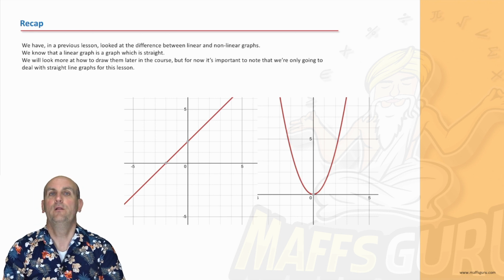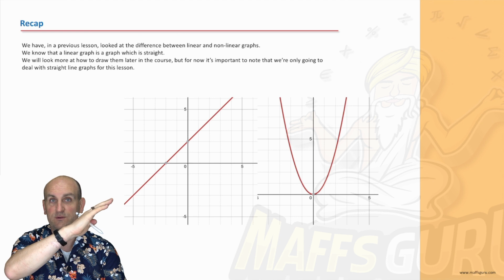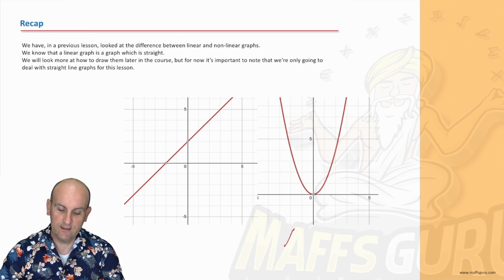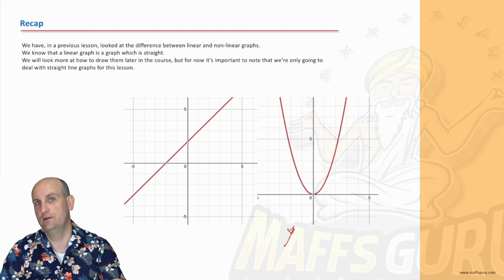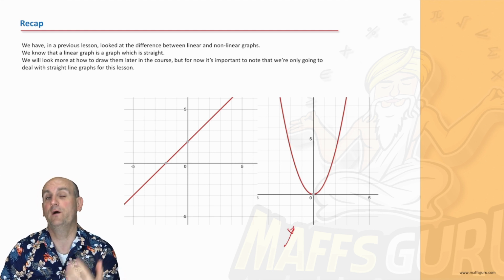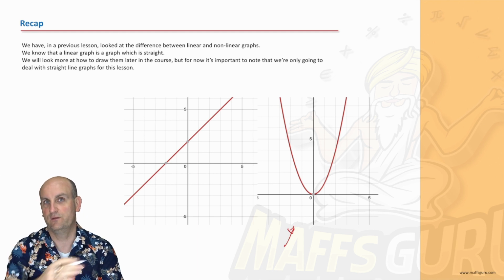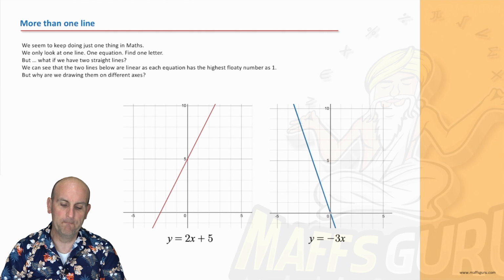There is a difference between a linear graph, which is a straight line, and a non-linear graph, which in this example here is a curve and hence non-linear. Although we can find points of intersection of both of those graphs, we're just going to deal with the straight line ones first. So, more than one line.